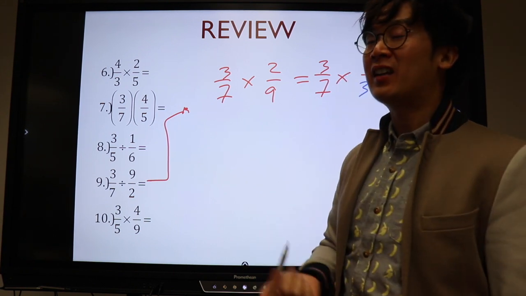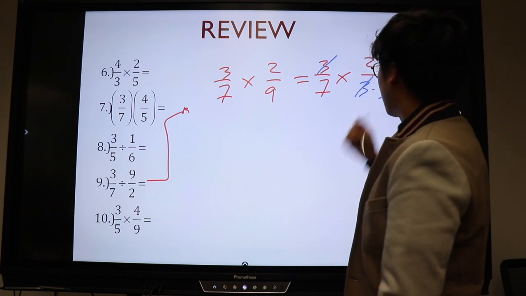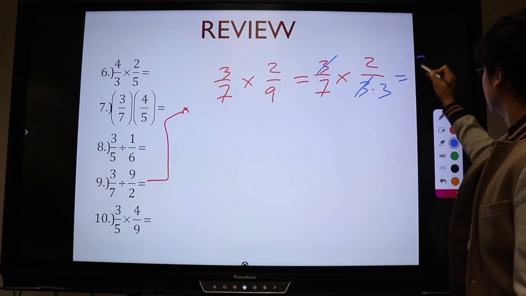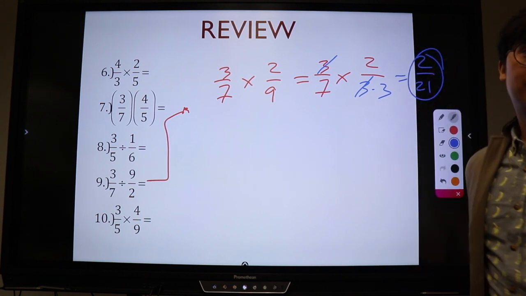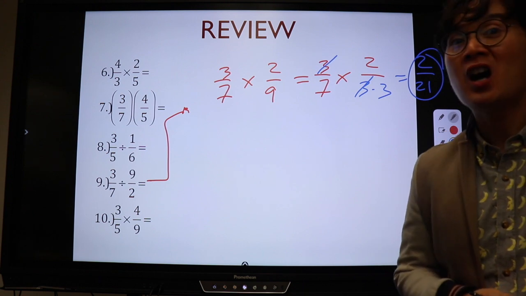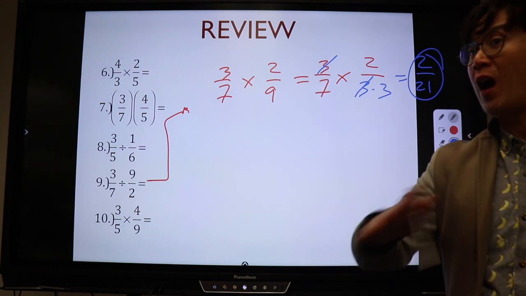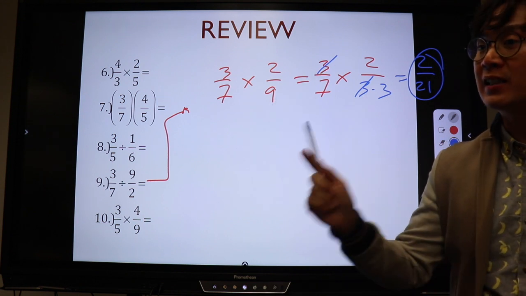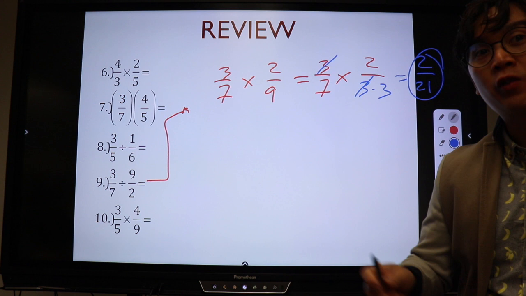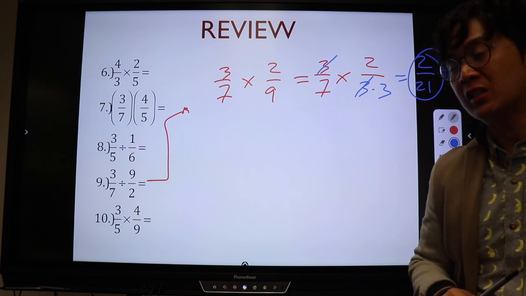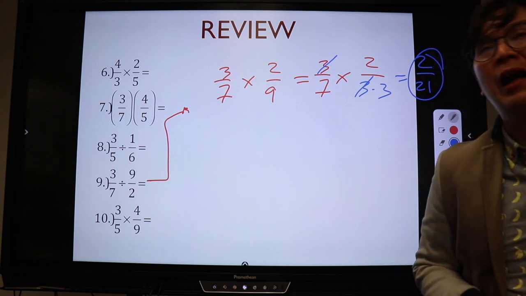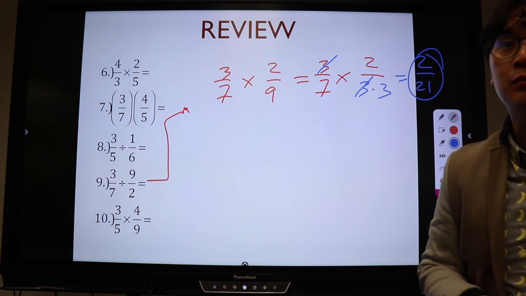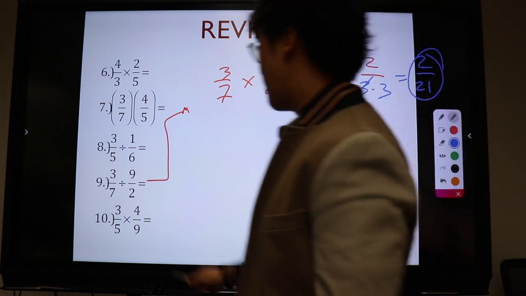And why did I do that? So I can cancel the ones, and what is left? And that is my product in its simplest form. So I simultaneously simplify and multiply. And this is one technique that you can use so that you can easily multiply fractions. It actually always works for any fractions, but for multiplication you can do it at the same time. So let's try it with number 10.